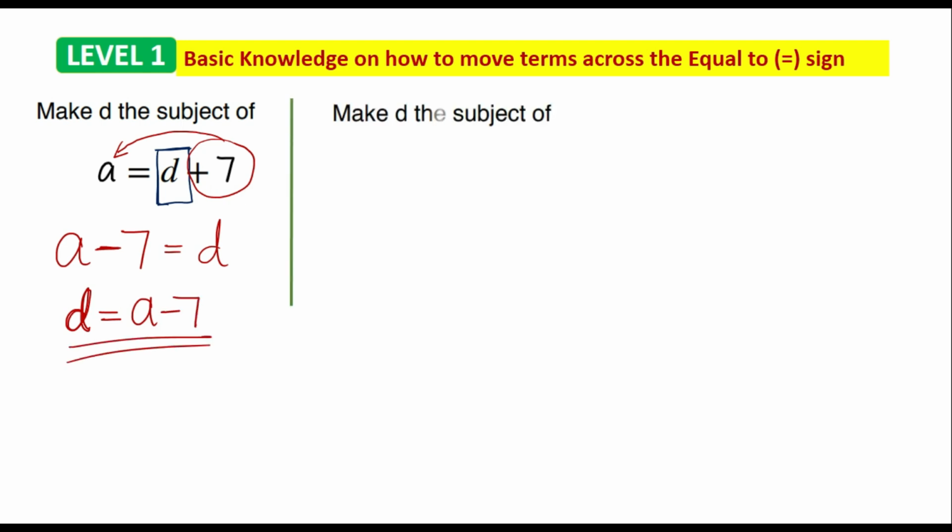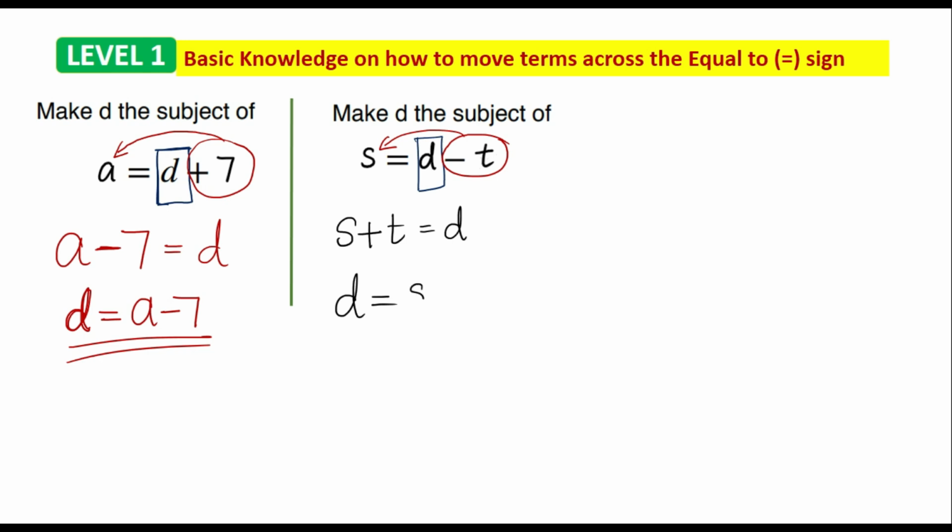Moving to the next question, make D the subject of S is equal to D minus T. By now you know that you have to make D alone. So the minus T here shifts to the left hand side and you have S plus T equals D. So minus T shifting to the other side changes sign to plus. So you can write your answer D is equal to S plus T. This is your final answer.